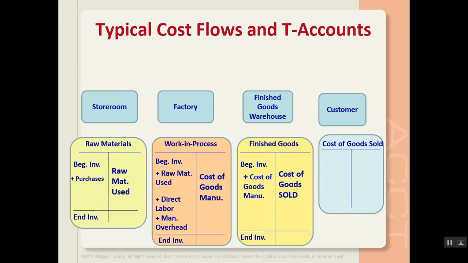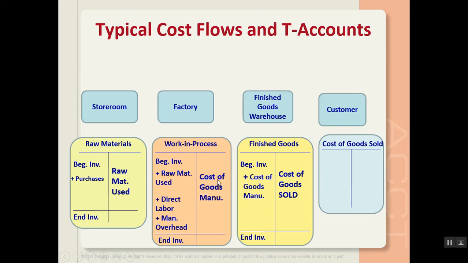So here's an example. In the storeroom, you have your raw materials. Typically, you're starting off with something. You purchase additional raw materials. You use those raw materials, and then you have your ending inventory. The raw materials that you used are then transferred over to your work in process account. You're starting with a beginning balance. You add the raw materials that you use from your raw materials account. You're going to add your direct labor and your manufacturing overhead.